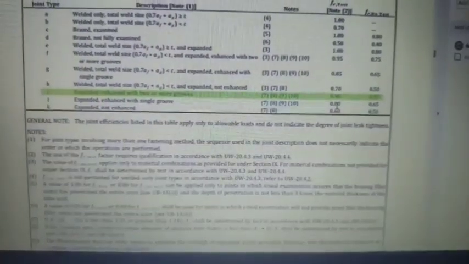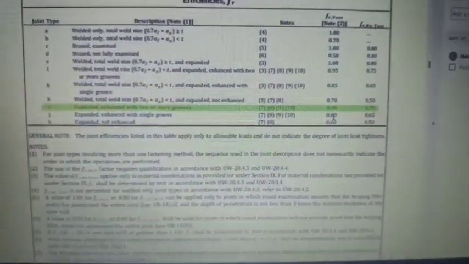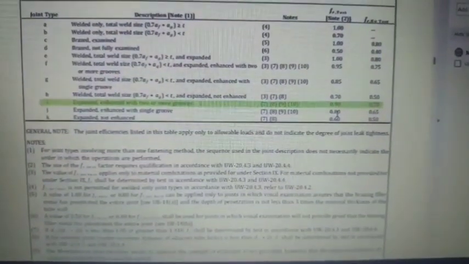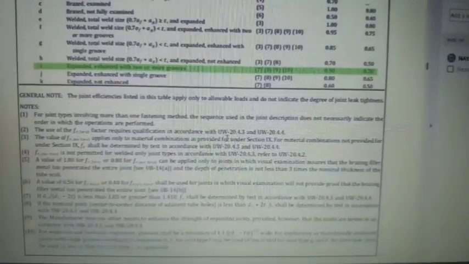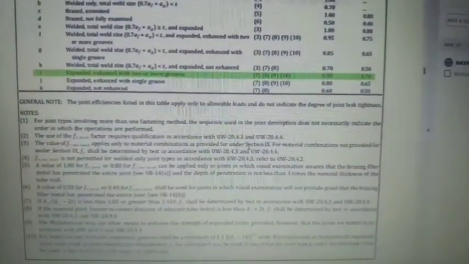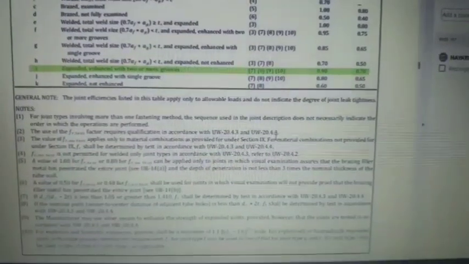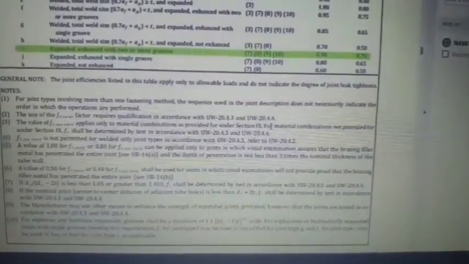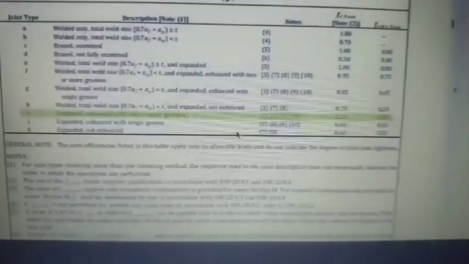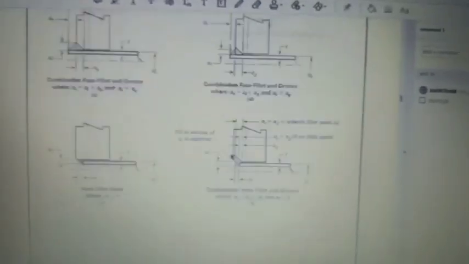Coming to this tube to tube sheet joint, I will share my screen. Yeah, I was saying, see this, it's given in the code now. They are talking about tests for the expanded joints also. So for expanded joints also we need to do a test. It says: note, the use of FR test factor requires qualification according to UW-20.4.3 and UW-20.4.4.